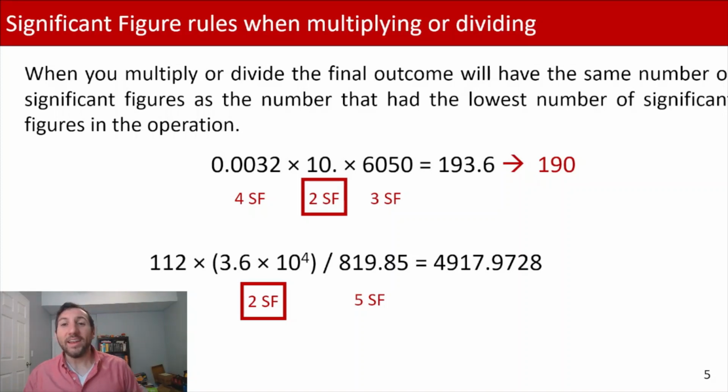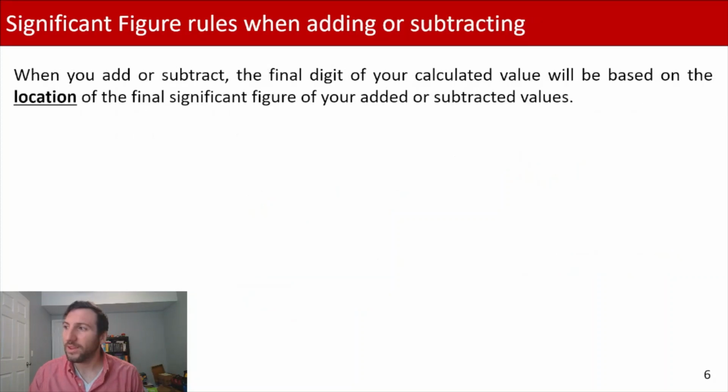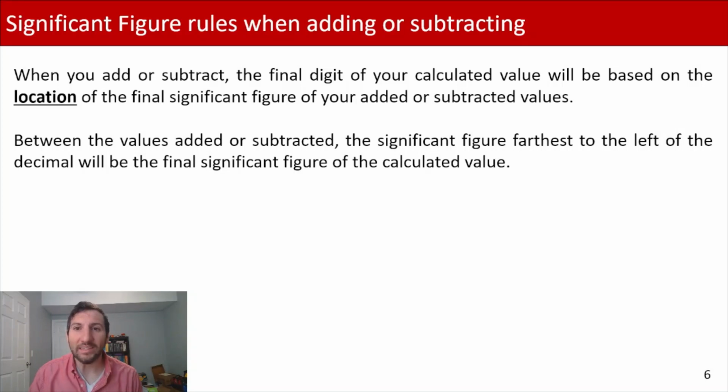Okay, now we talked about multiplication and division. What happens if we are doing addition or subtraction? With addition and subtraction, when you add or subtract, the final digit of your calculated value will be based on the location of the final significant figure of your added or subtracted values. So between the values added or subtracted, the significant figure farthest to the left of the decimal will be the final significant figure of the calculated value.